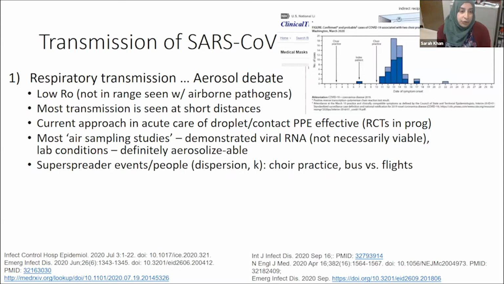And then there are the case reports around super spreader events, or potentially super spreader people themselves that may have shed at a higher viral load, some of this relating to a dispersion or K factor.